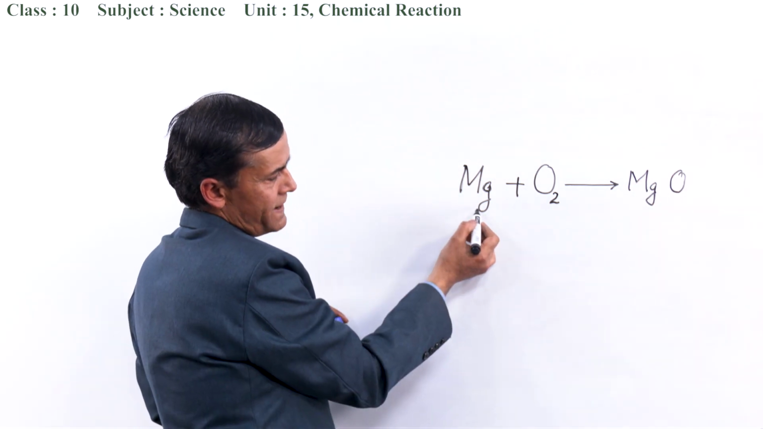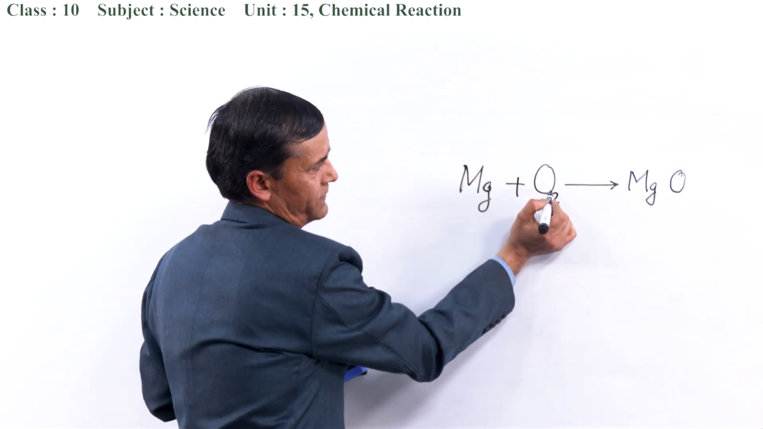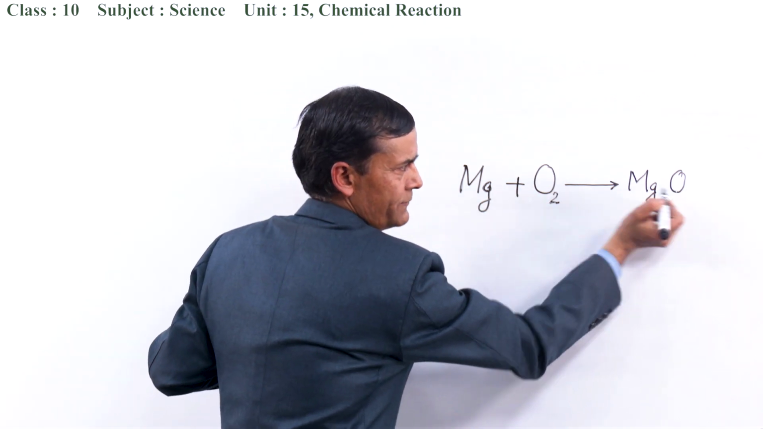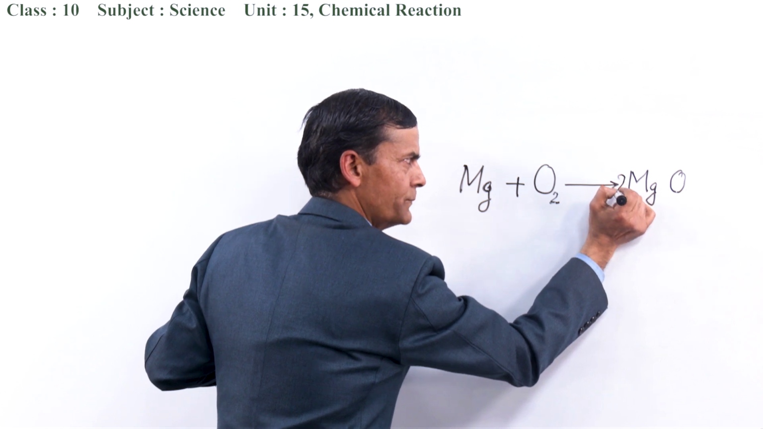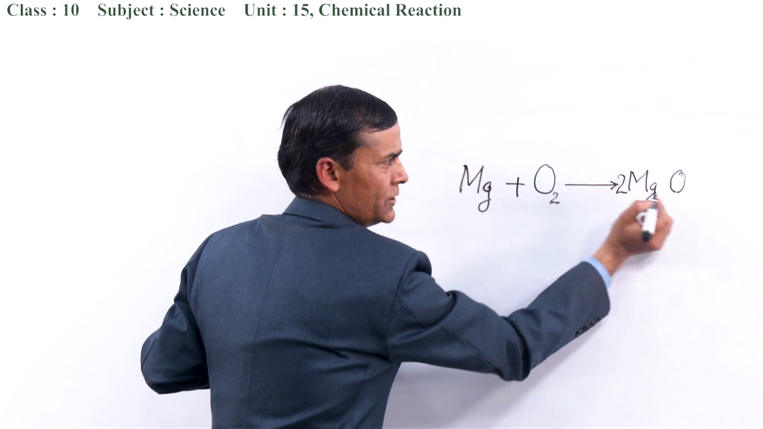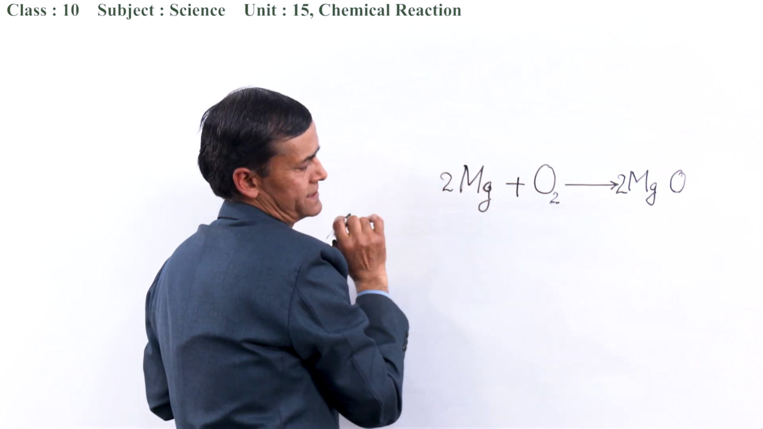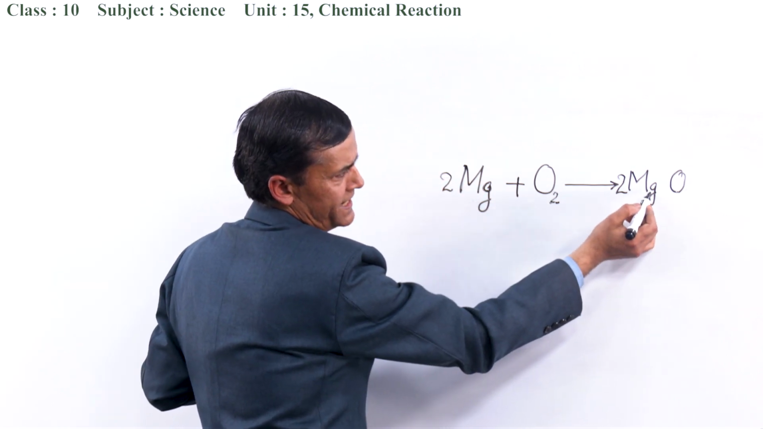But is it equation balance? No, because here is oxygen two atoms, here is only one atom. So how to balance it? Put here 2, multiply by 2. So oxygen is balanced, now magnesium also we have to balance. So magnesium plus oxygen, magnesium oxide.